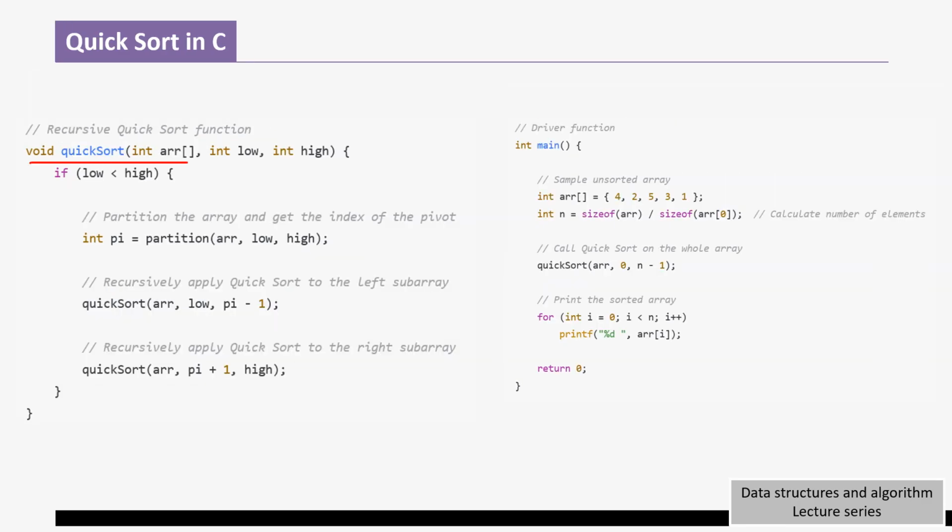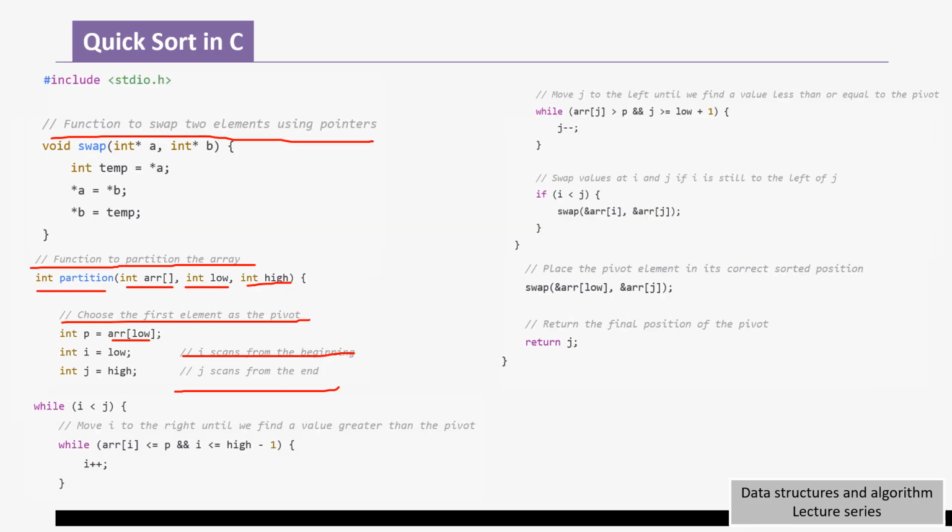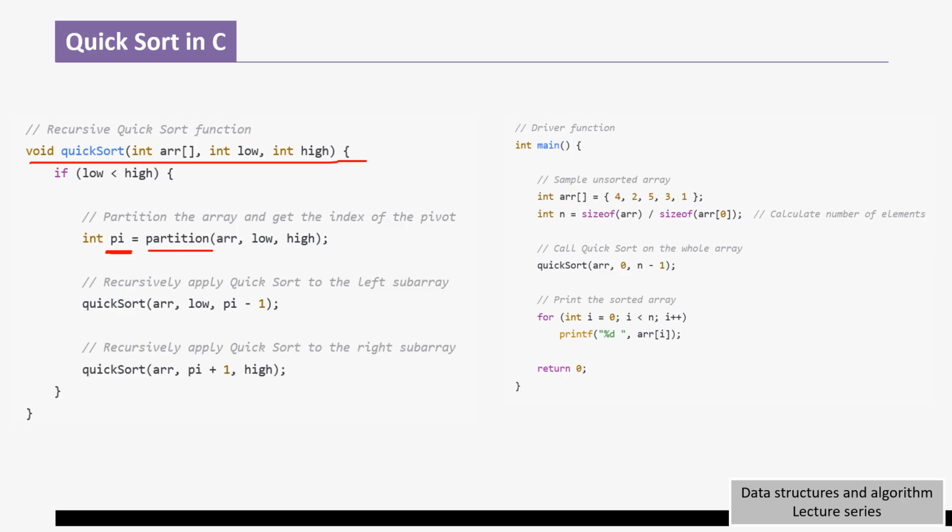Then this is the quick sort algorithm. This is the code for the quick sort function. This pi is basically the index of the pivot element. Partition is the function name which you already created over here. This is the calling of the quicksort function.